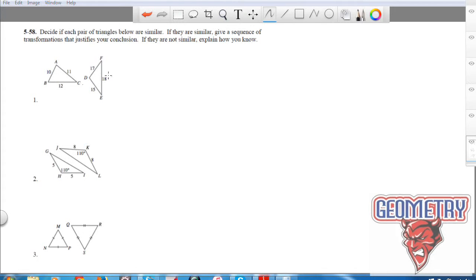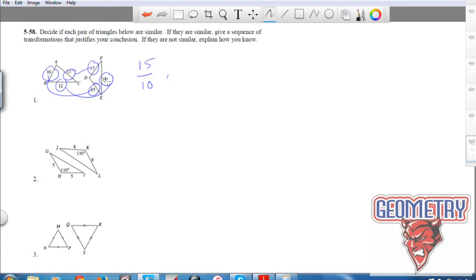So let's see, 18 is the longest side here, so that would have to match up with 12. 15 is the shortest side, so that would have to match up with 10. And then 17 match up with 11. If we do the proportions here, so we have 15 to 10, which is 1.5 or 3 halves. I don't know why I wrote 12 there.